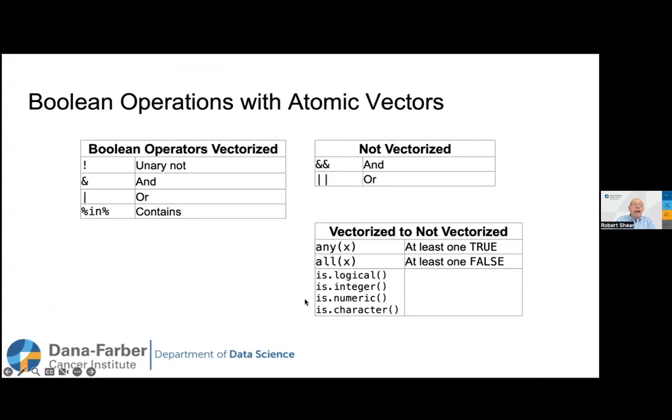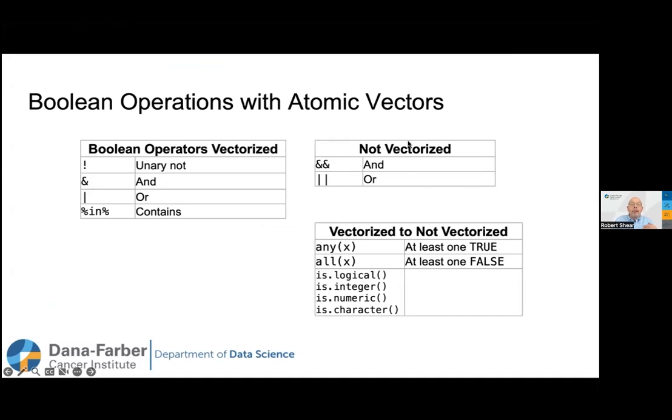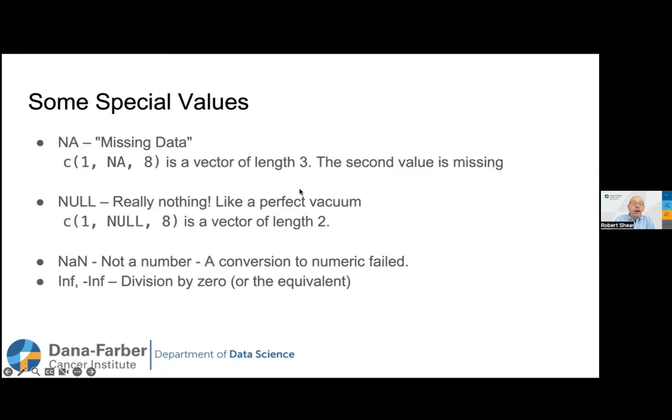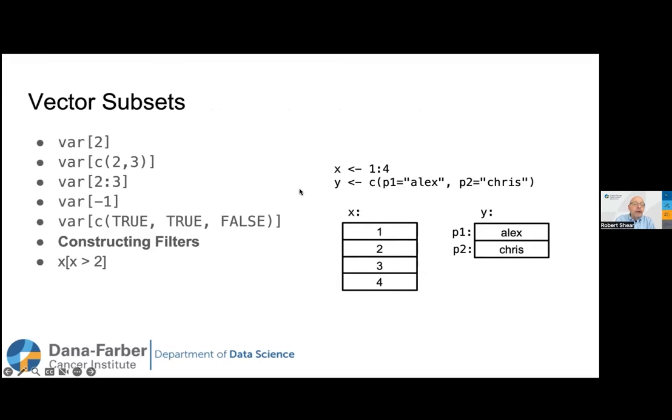So here's the Boolean operators with atomic vectors. They're as you'd expect, except that there is a place where the binary operators can either return vectors or not. And vectorized operations can be reduced to a single value. And the reason that's super important is because that is the key to filtering.